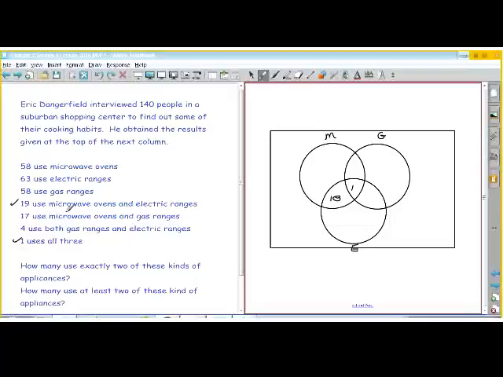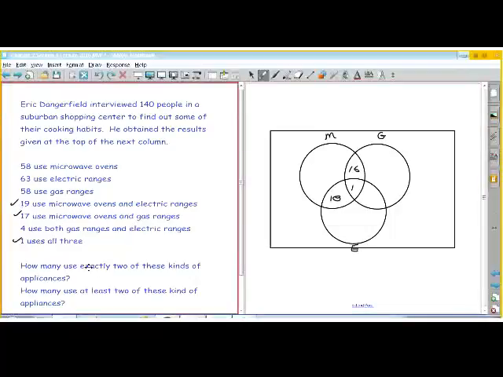Okay. There's 17 people who use microwaves and gas ranges, so this number here has to be 16? Did I hear 16? I thought I heard 15. Anyway, 16, because 16 plus 1 has to equal 17.